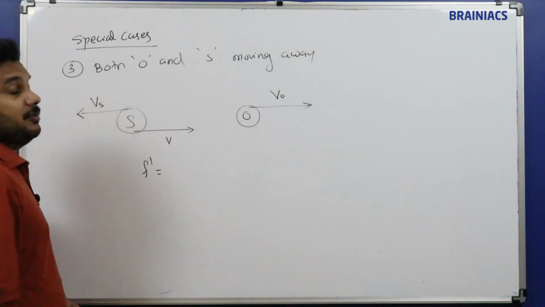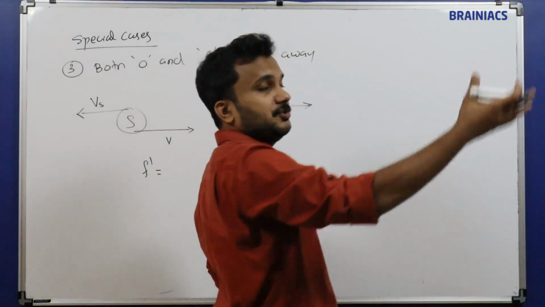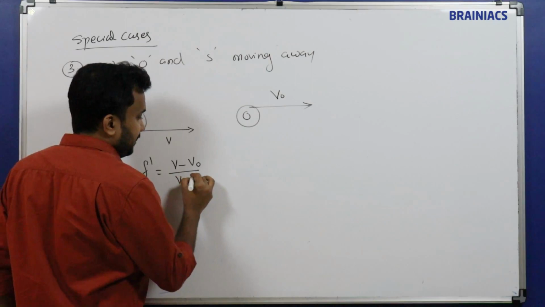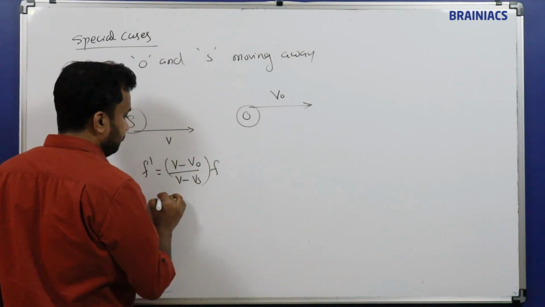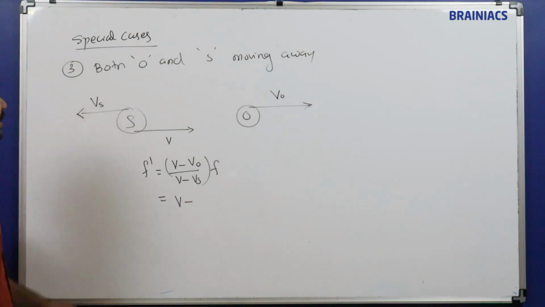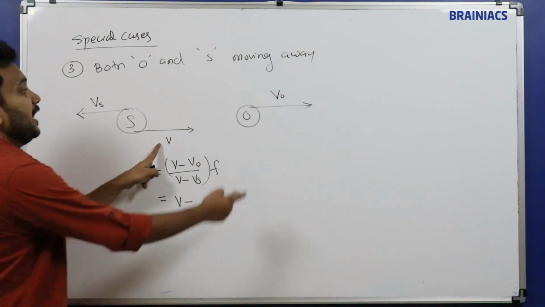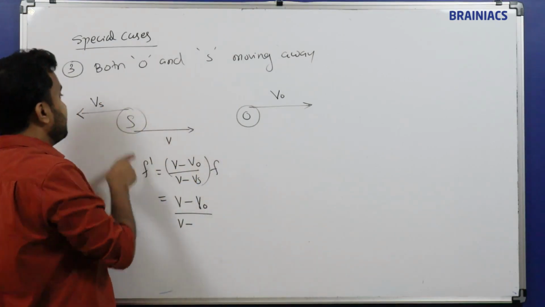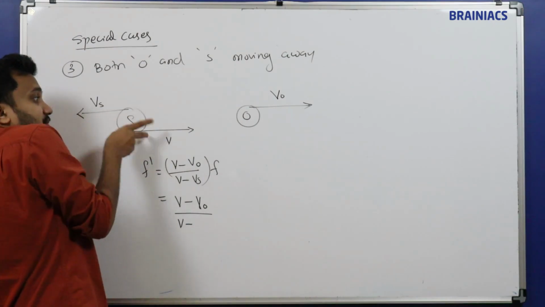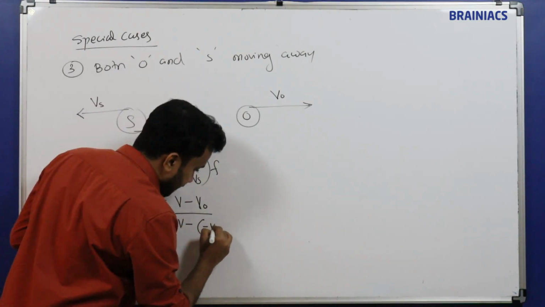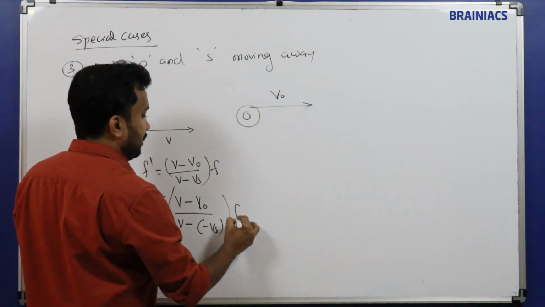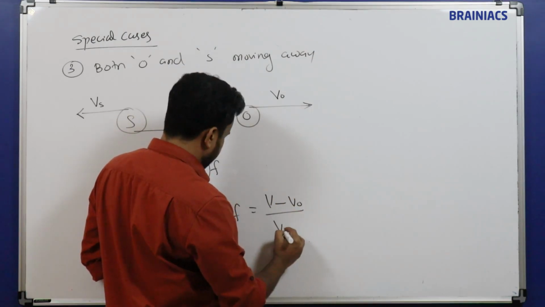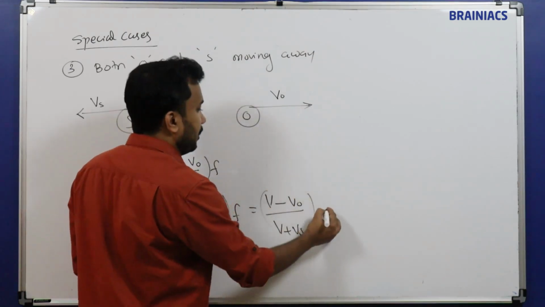We'll write the general formula. Sound is always moving from source to the observer wherever you are. So the general formula is (V minus V observer) divided by (V minus V source) into the frequency. Let's substitute. Observer is moving in the same direction as V, so observer is positive. Vs is moving against the direction of V, so an extra negative: minus Vs. So we get (V minus V0) divided by (V plus Vs) into the original frequency.